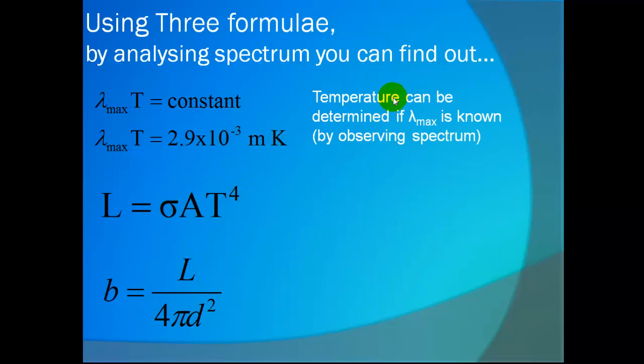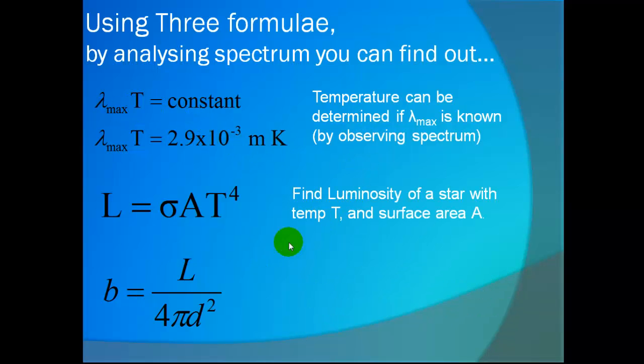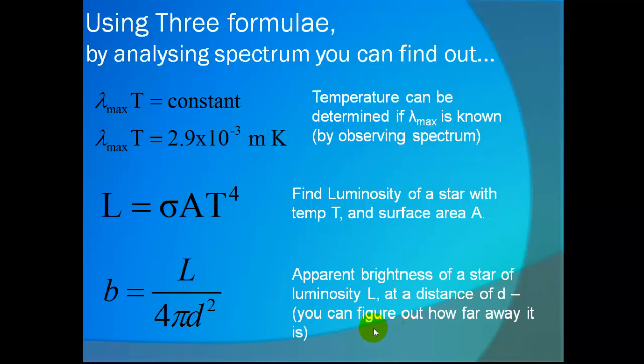If you know lambda max, you can work out the temperature. If you know the temperature and you know the area, you can work out the luminosity. If you know the luminosity and you know the apparent brightness, the way it appears to be to you, you can work out the distance that it is away from you.